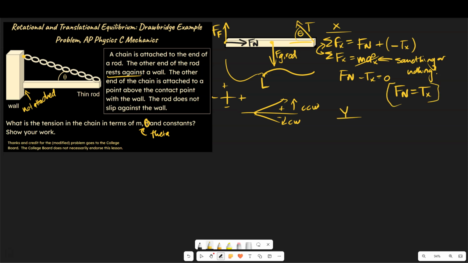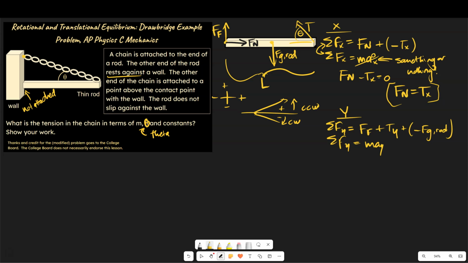Then we're going to work with the y-axis. Sum of the forces in the y. And let's think about our individual forces in the y. We've got Ff, we've got tension in the y, we've got a negative force due to gravity for the rod, and that's it. Then we have the sum of the forces in the y is equal to mass times acceleration in the y.